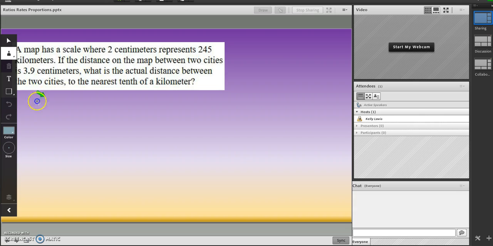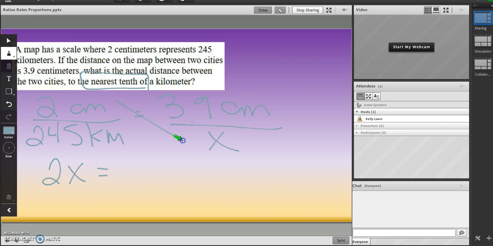A map has a scale where 2 centimeters represents 245 kilometers. If the distance between two cities is 3.9 centimeters, what is the actual distance? We'll keep this in the back burner for a minute. We set up a proportion, cross multiply, so we're going to do 2 times x, and then 245 times 3.9. 245 times 3.9 in our calculator is 955.5.